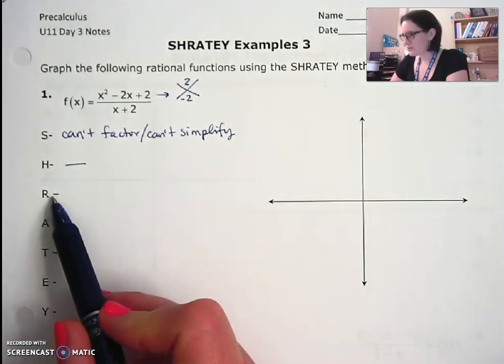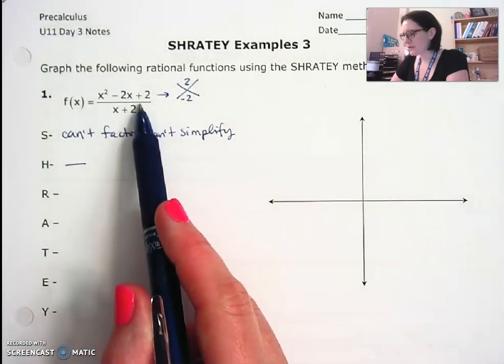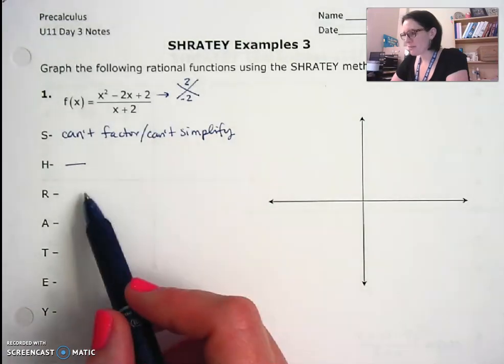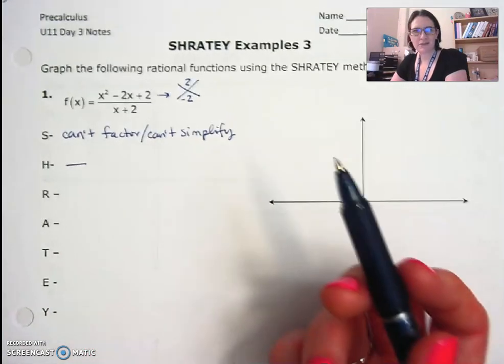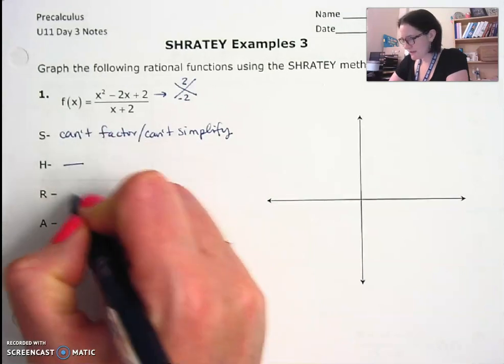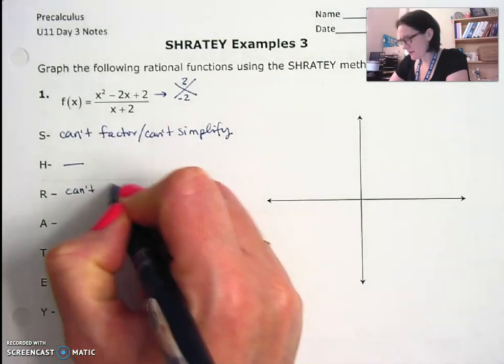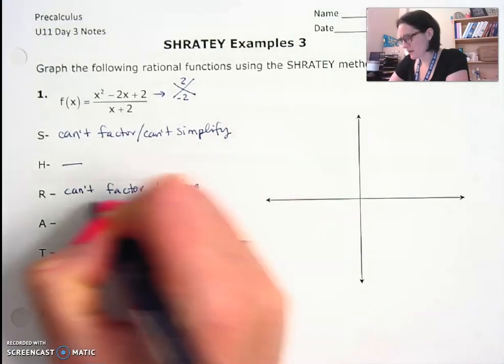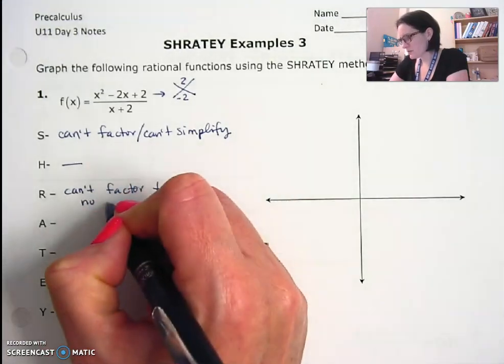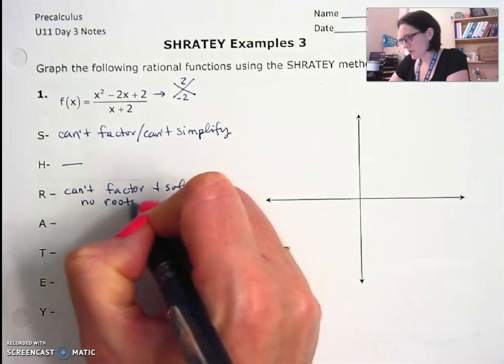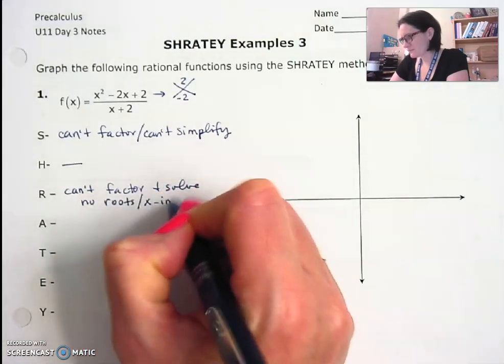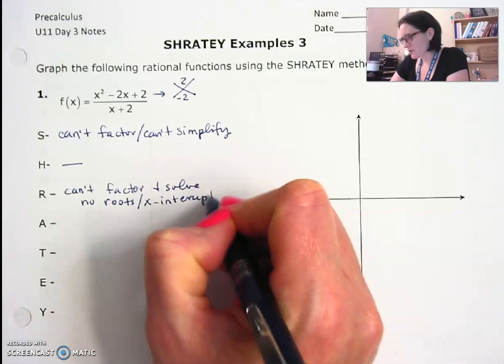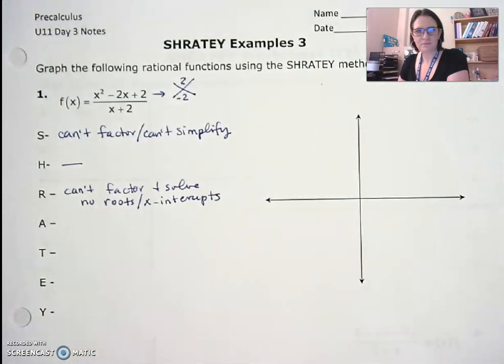So R is for roots. That's where we set the numerator equal to 0 and solve, but because we can't factor it, we can't solve it. And what that means is, if you can't factor and solve, then there are no roots. Okay, no x-intercepts. So it will never cross the x-axis.